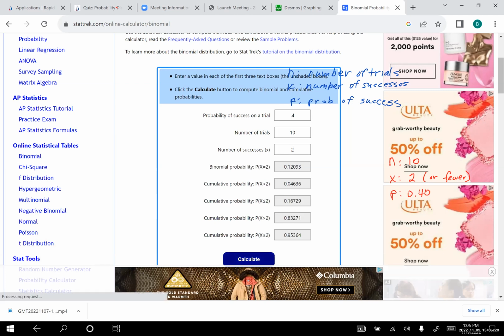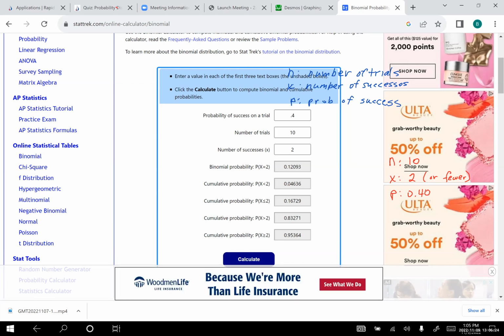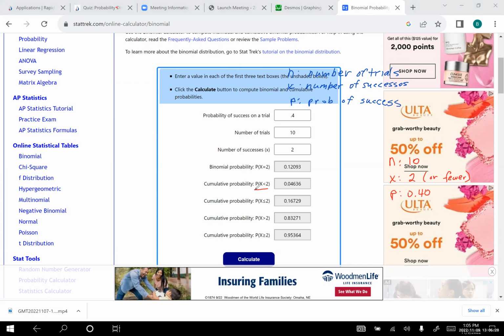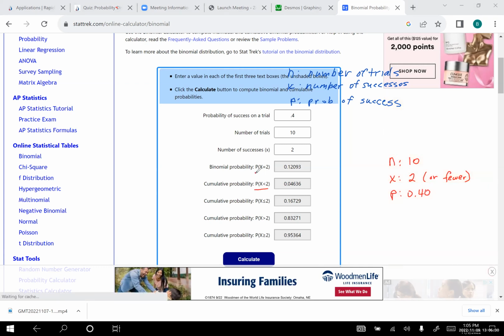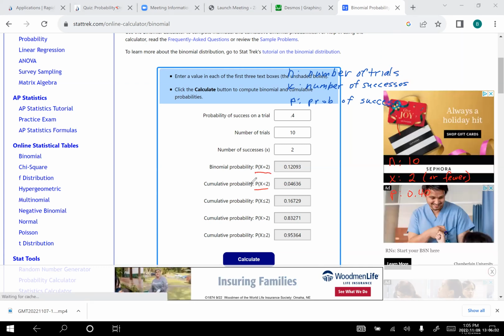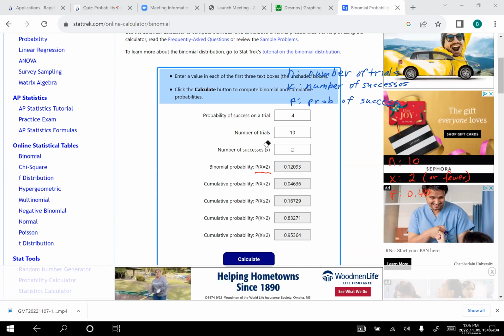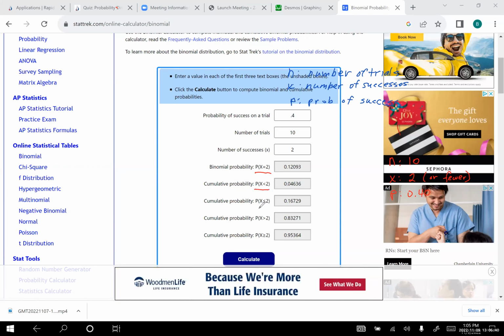There we go. So there are my 5 different probabilities. This one is if we're looking for exactly 2. We're not looking for exactly 2, though. This is if we're looking for less than 2. This is less than or equal to 2. This one is greater than 2. And this one is greater than or equal to 2.